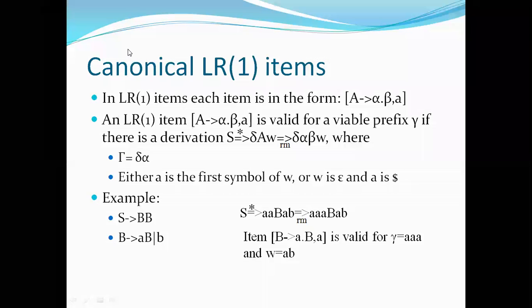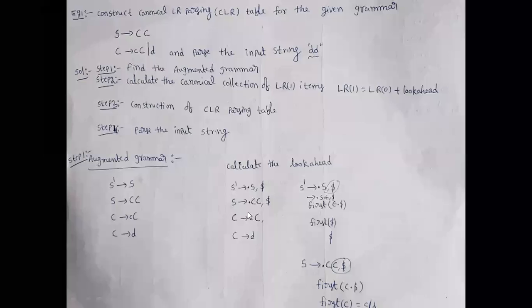So how did the dollar come? First of epsilon into dollar. Why? Because after the dot capital S, we add the production of capital S, and we have to find the first of this one. So first of this one means S into epsilon comma dollar. Epsilon into dollar means concatenation, so we are getting dollar. Then first of dollar is dollar. So we are adding this one.